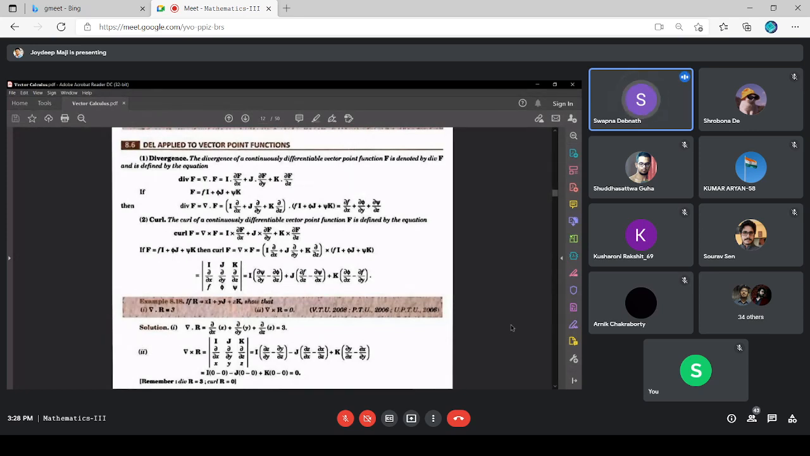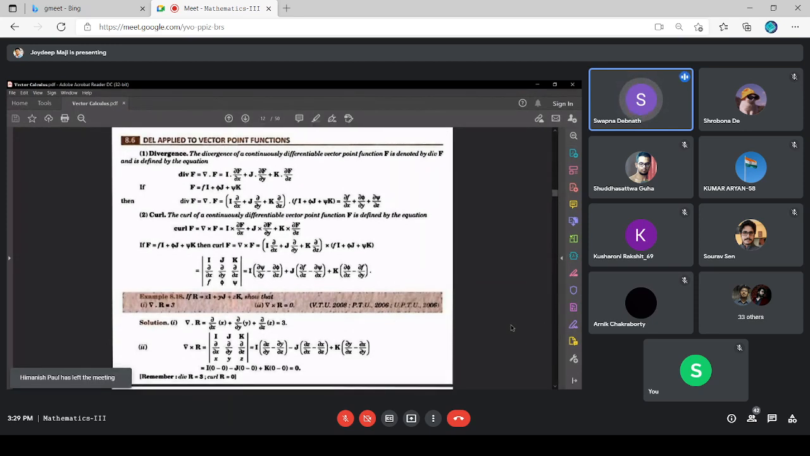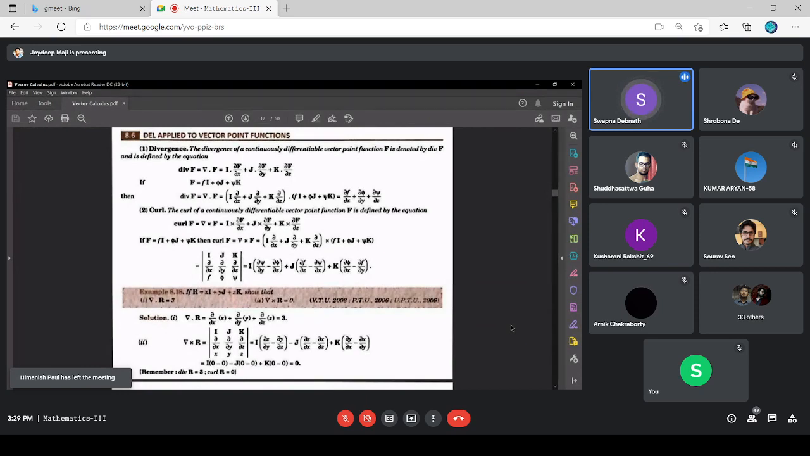Dot of f: write the value of f as f i plus phi j plus psi k. Now calculate the dot products. Only i dot i will give non-zero, because i dot j will be 0, i dot k will be 0. Similarly j dot i, j dot k will be 0. k dot i, k dot j will be 0. Therefore only the non-zero quantity will be i dot i, right? Because f is a scalar quantity, take out f, then we have i dot i is equal to 1.